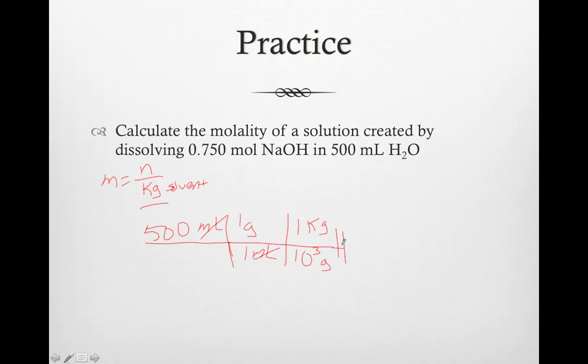Now I'm going to use 2 bars for my equal sign. So if I take 500 times 1, and then my grams on top and grams on bottom cancel, times 1 times 1, that gives me 500. And 1 times 10 to the third is the same as 1,000. And because I'm left with those units, I have kilograms on top. And so I can take 500 divided by 1,000 to get 0.500 kilograms.